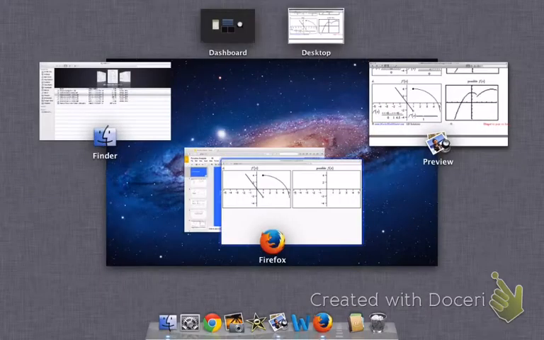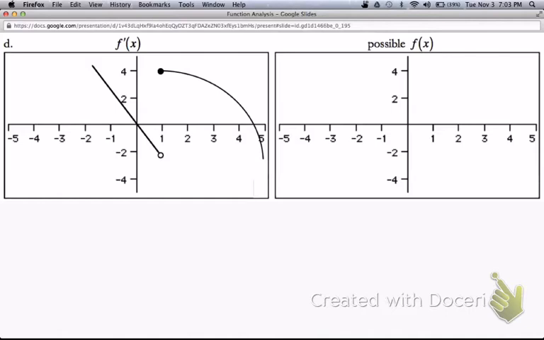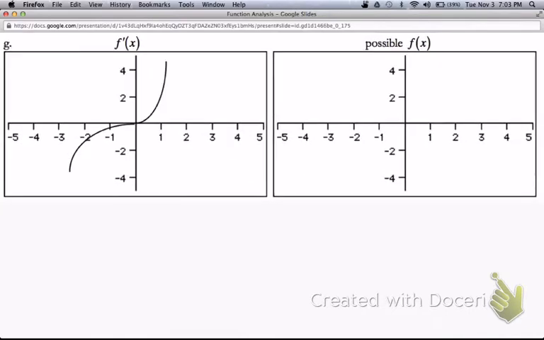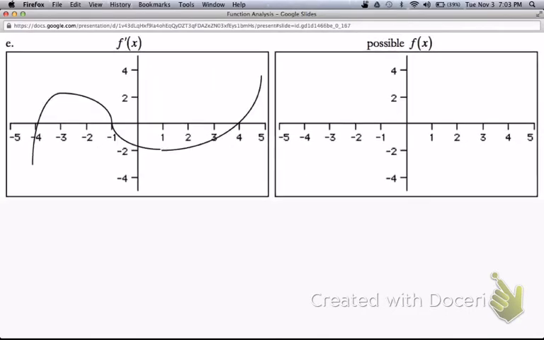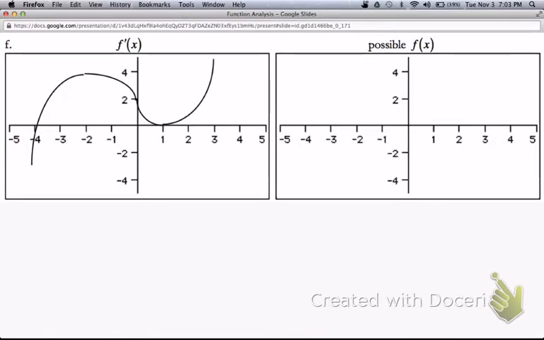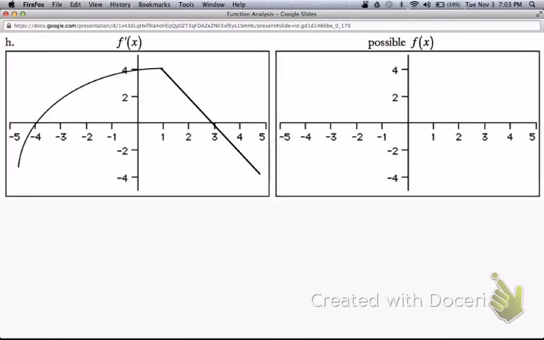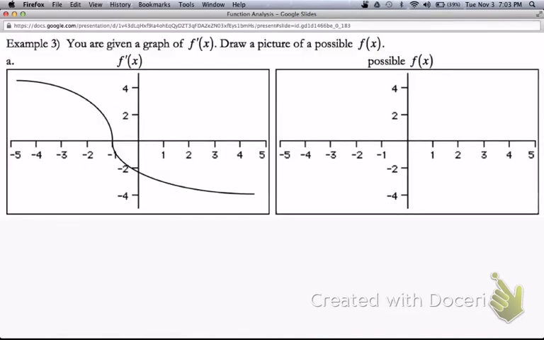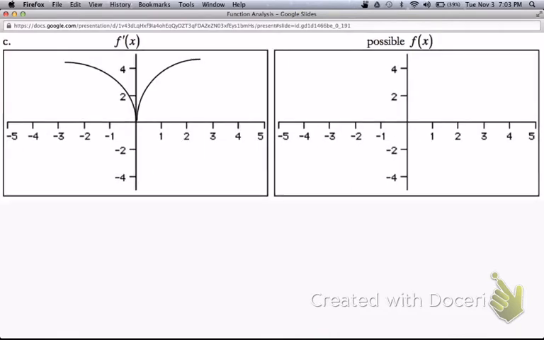So here's what you guys are going to do. You guys are going to go and finish the parts we did not do together. So we didn't do F, so go back and do F. We did not do H, so go back and do H. We did not do A, so go back and do A. And we also did not do C, so go back and do that one.